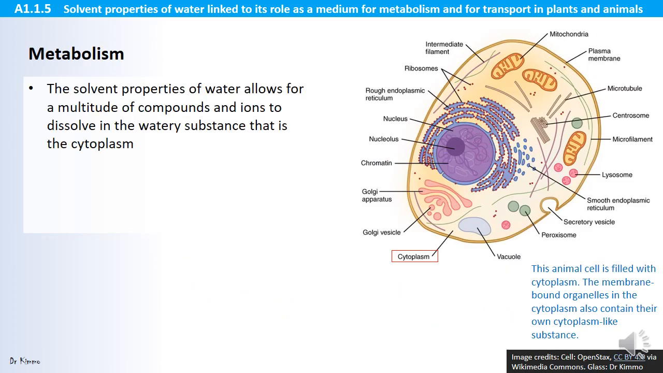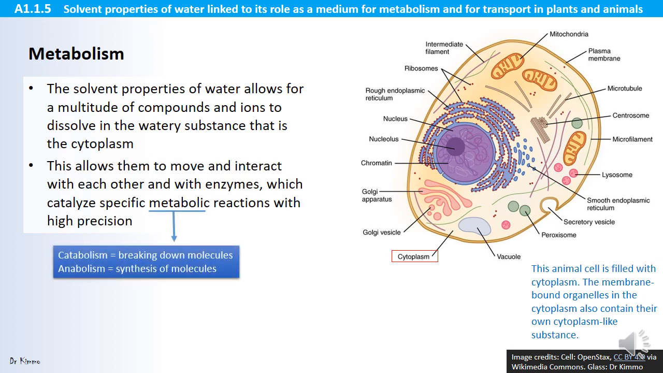Metabolism. The solvent properties of water allow for a multitude of compounds and ions to dissolve in the watery substance that is the cytoplasm. This allows them to move and interact with each other and with enzymes, which catalyze specific metabolic reactions with high precision. You know already, metabolism, it's the chemistry of life. Now, metabolism can be divided into catabolism, the breaking down of molecules, and anabolism, the synthesis of molecules. So, breaking or building.